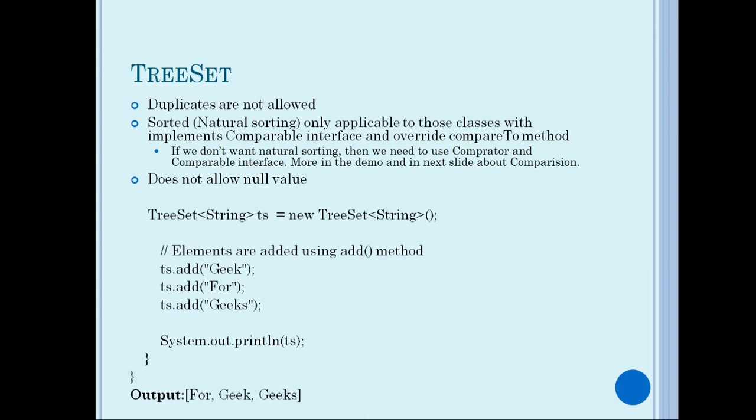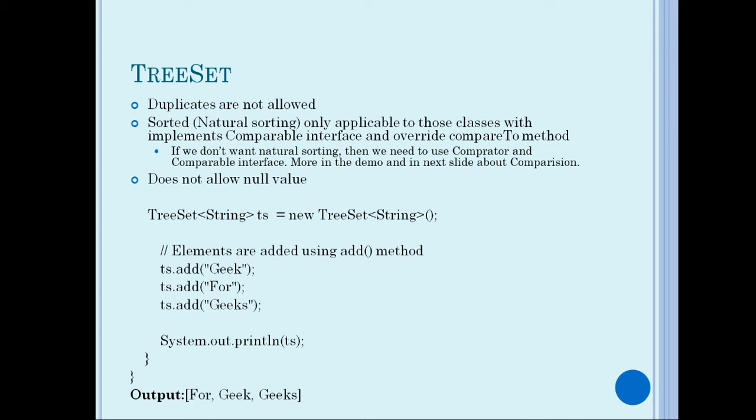If we don't want natural sorting, then we need to use a comparator instead of the comparable interface. More in the demo and in the next slide about the comparison between comparable and comparator. TreeSet does not allow a null value. HashSet does allow you to put a null value, but TreeSet does not.